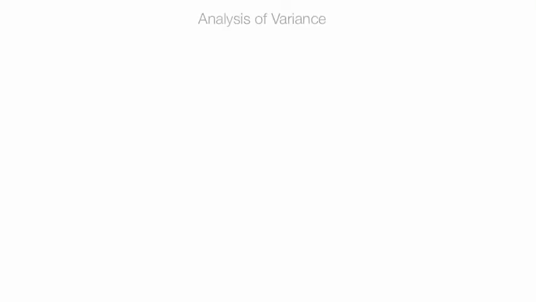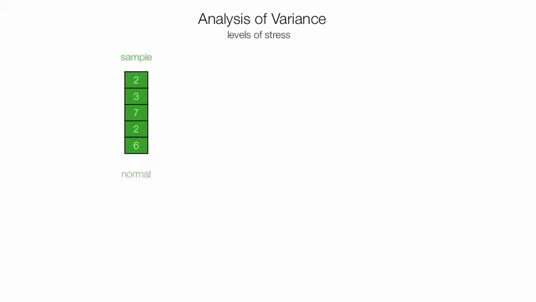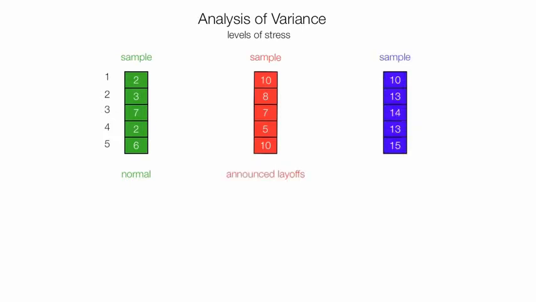The best way to discuss analysis of variance is to provide an example. So imagine I have a sample of employees under normal times and I want to measure their level of stress, and I have 5 people in my sample. Then I do another sample after announced layoffs, and then finally a third sample during layoffs.